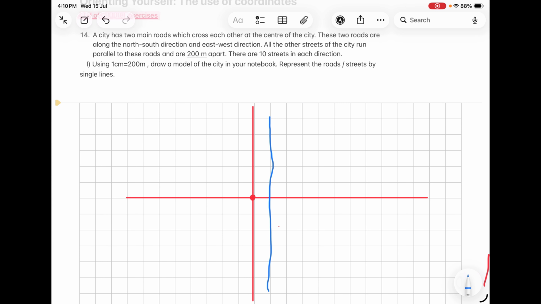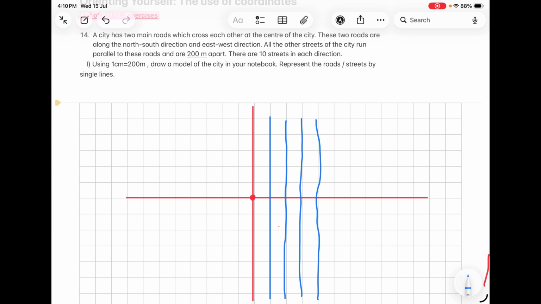So this is the street we are going to draw along the north-south direction. In total we have to draw 10 streets, 5 streets on each side. So the blue lines represent the north-south direction streets. This is the fourth one and this is the fifth one. In the same way we have to draw 5 streets on the other side along the north-south direction.